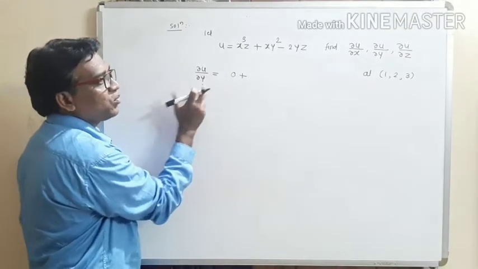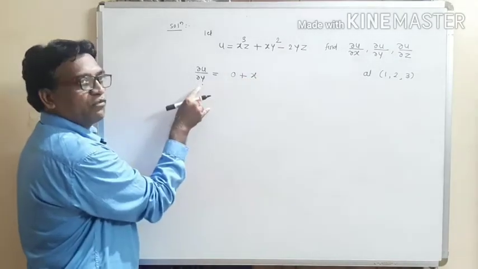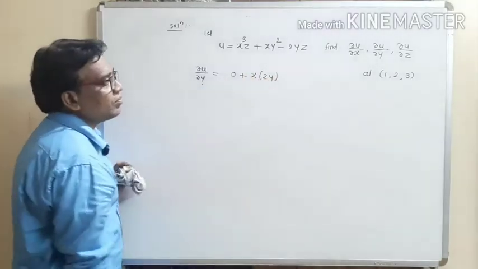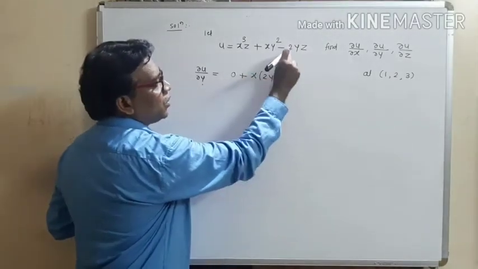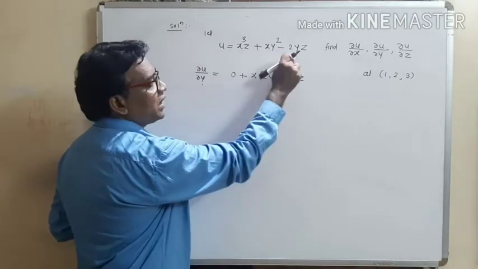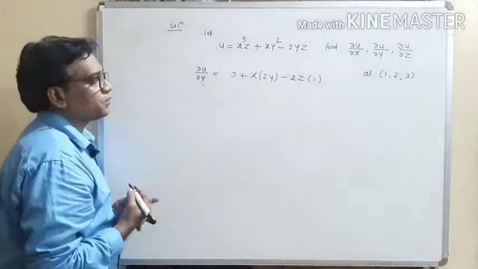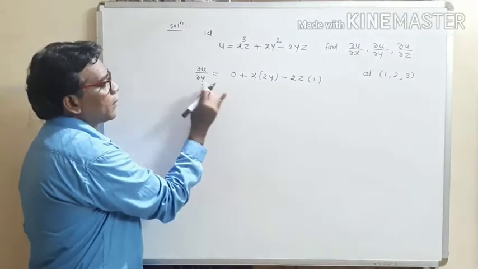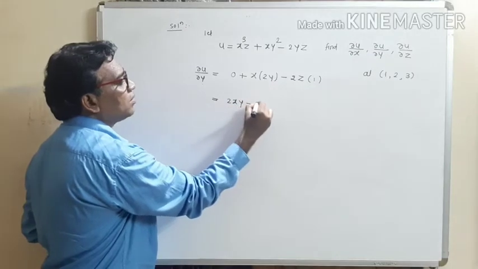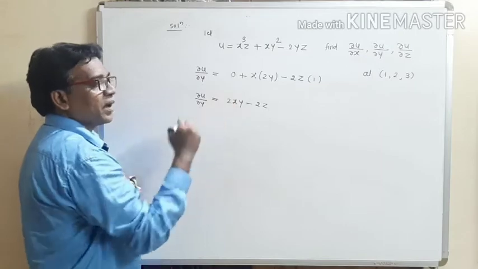the partial derivative with respect to y. So x is a constant term. Just find the derivative of y only. Derivative of y square is 2y. Minus 2, this is constant. z is a constant term, and just find the derivative of y only. So what is the derivative of y? Derivative of y is 1. So this is equal to, simplifying this term, 2xy minus 2z. So this is our partial derivative ∂u/∂y.